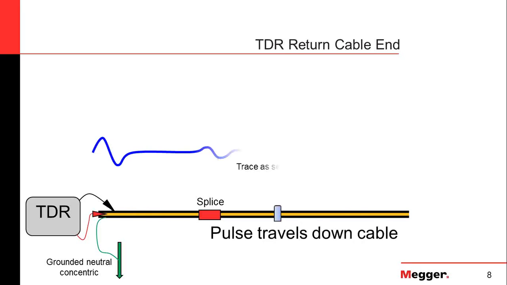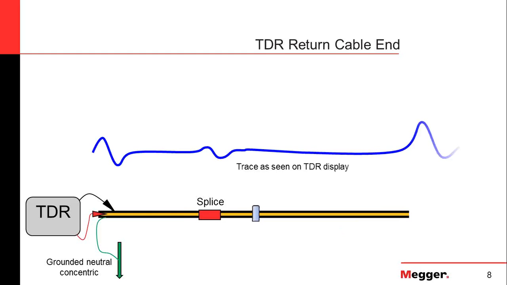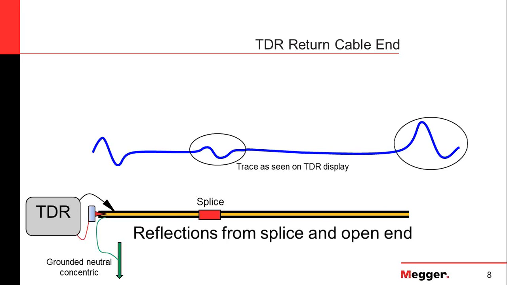The pulse is traveling down the cable and reflecting back. And in the middle of the screen, you can see this blue line. That's the trace or the impedance signature that we would actually see on the display of the TDR. What we're interested in is that we can see a reflection off the splice, and we can see a reflection off the far end of the cable.